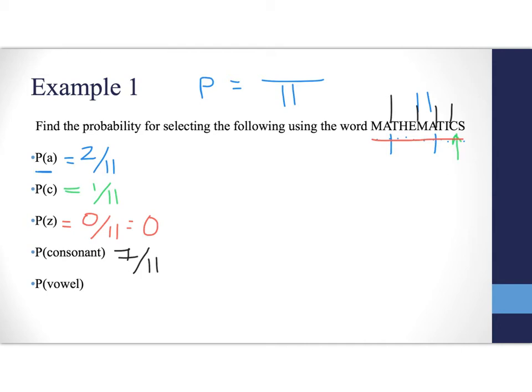Likewise, when I get to this last one where it says the probability of calculating a vowel, well, we just found our vowels, that there were 4 of them, so I have 4 favorable outcomes out of 11 total outcomes. And this is honestly all there is to calculating the probability.